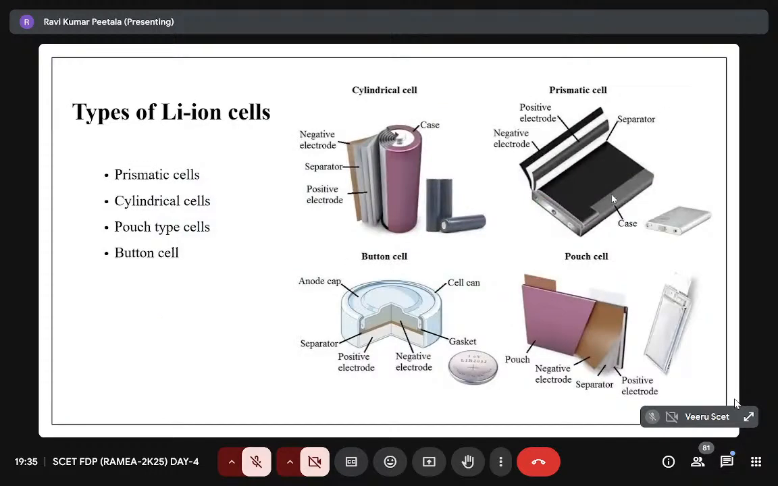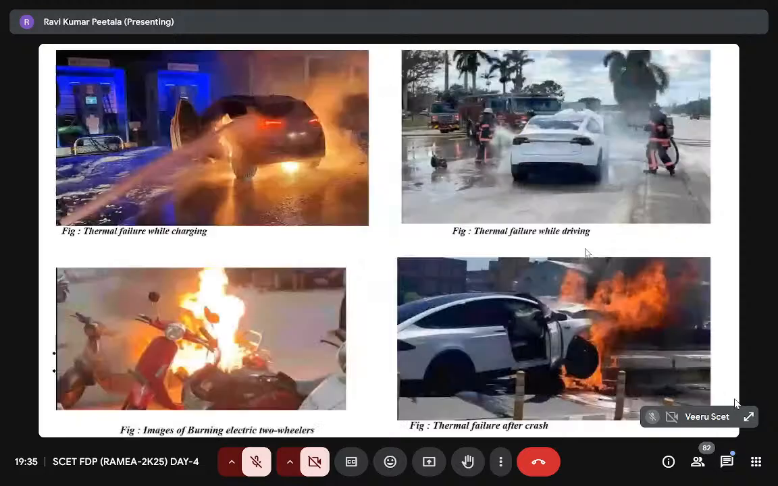There are different types of batteries we can see here. There is the prismatic cell, the cylindrical cell, the pouch cell, and the button cell. These are the cells generally used in the automobile industry. Mostly they use cylindrical and prismatic cells in our automobile industries. So I want to focus on these two.